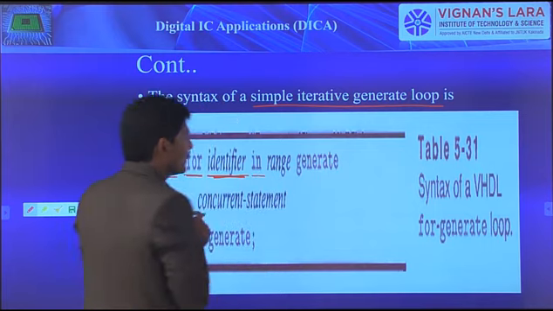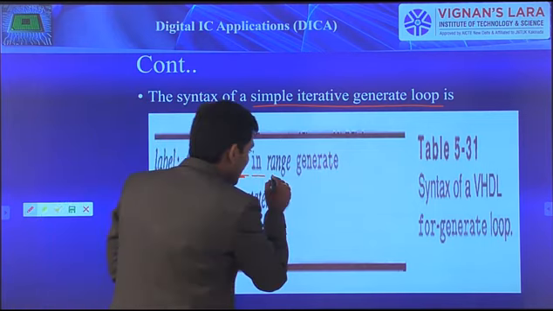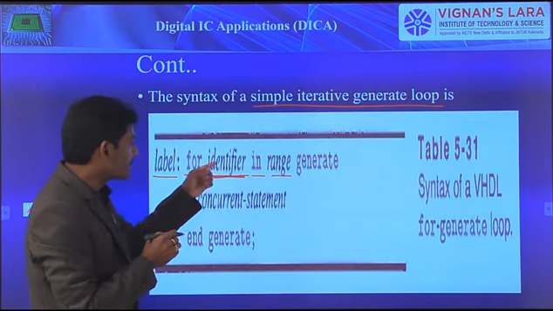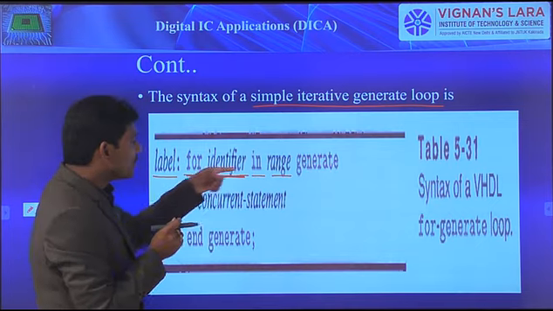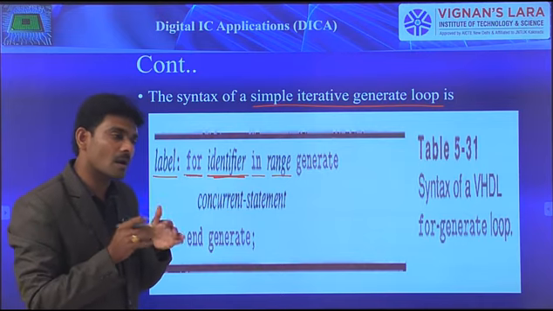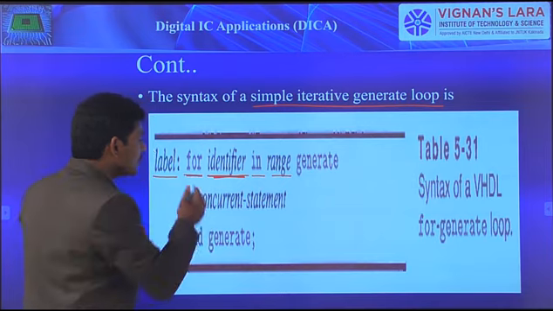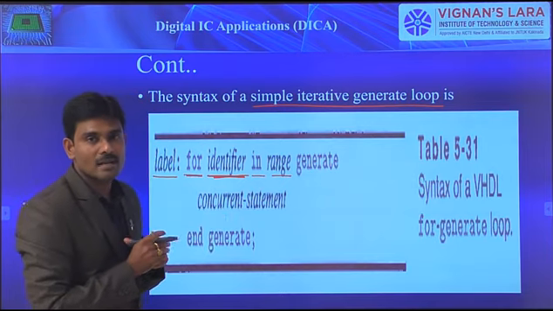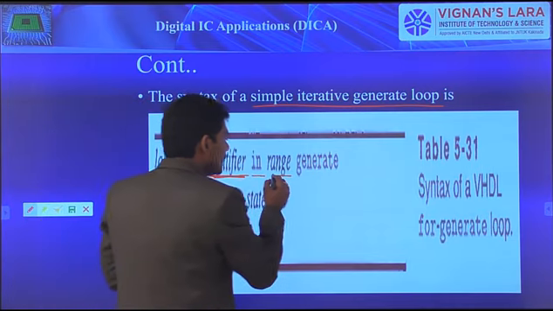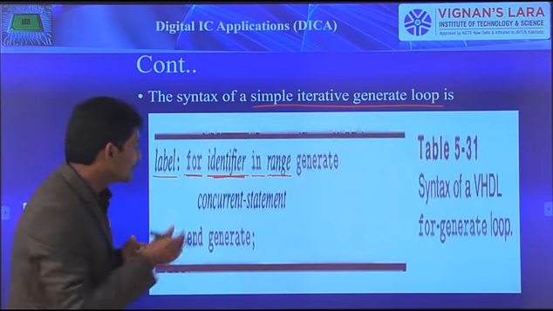Next to that, "in" is a keyword: identifier in range. Here we are supposed to mention the range for this particular identifier. Whatever variable we considered over here, for that we are supposed to mention the range, either 0 to 8 or 8 down to 0. By mentioning that range, we come to know how many times these concurrent statements need to execute.